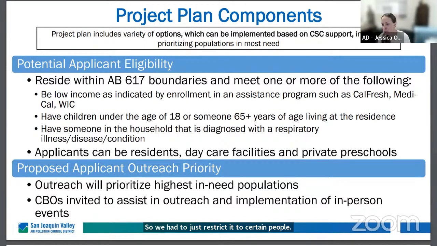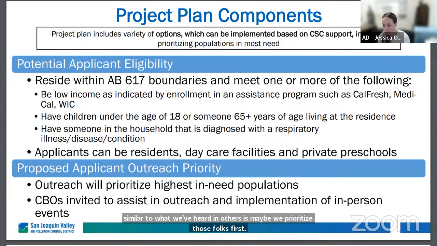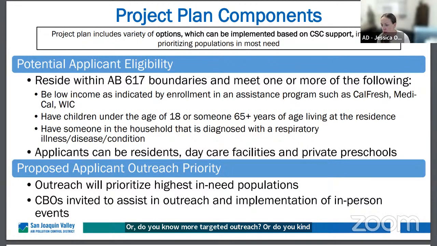Yes, and that makes sense, Michelle. Actually, you're right, spot on. We are estimating about 5,000 units through this. And we can always reevaluate after. If we run out of the $1 million and we still have more folks that need it, we can have that discussion as a CSC. So yeah, that makes sense to me. I just wrote down, and it sounds like your comments are similar to what we've heard in others, that maybe we prioritize those folks first, or do more targeted outreach, or do a first round, second round. So that's a note that we'll take.